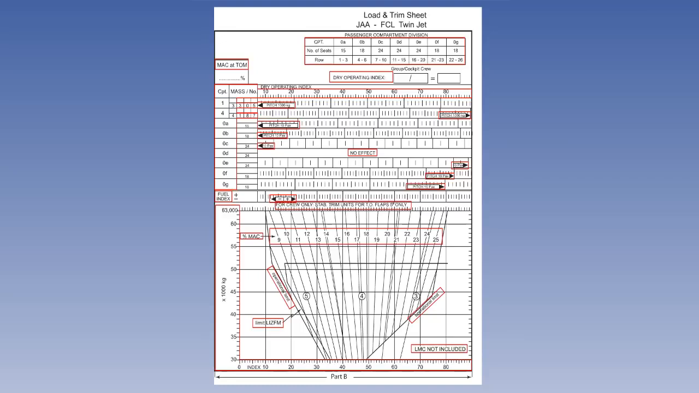The landing mass centre of gravity position is seldom required because it will remain within limits due to the fuel usage during the flight.